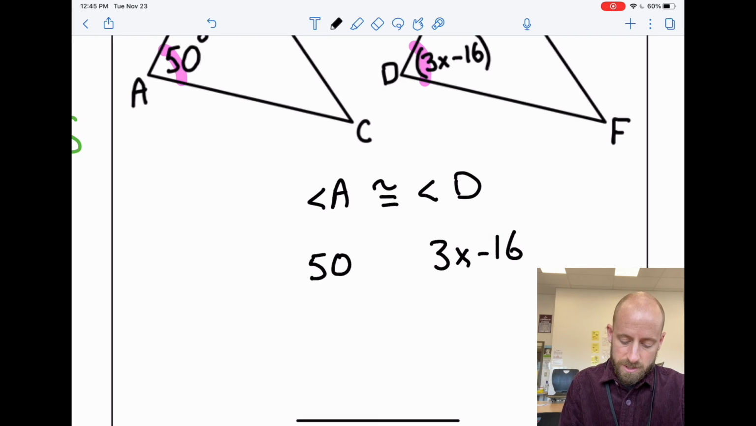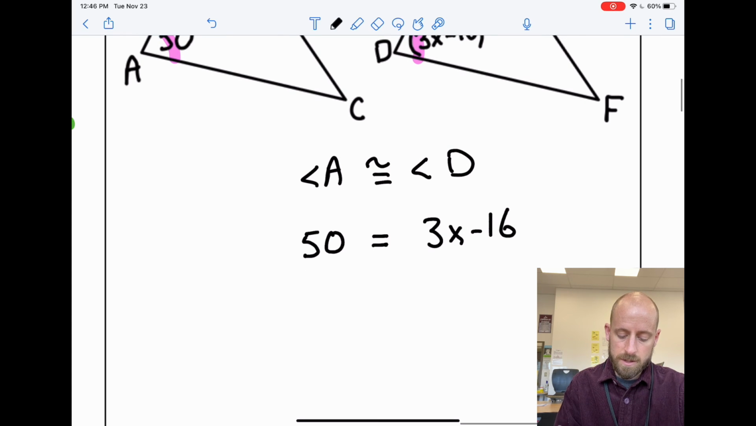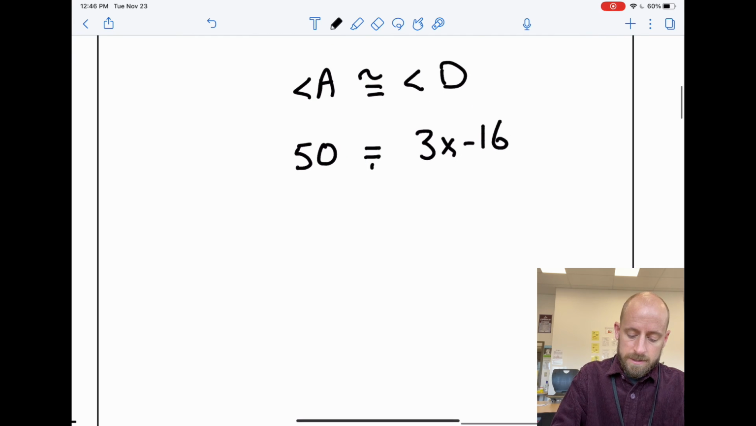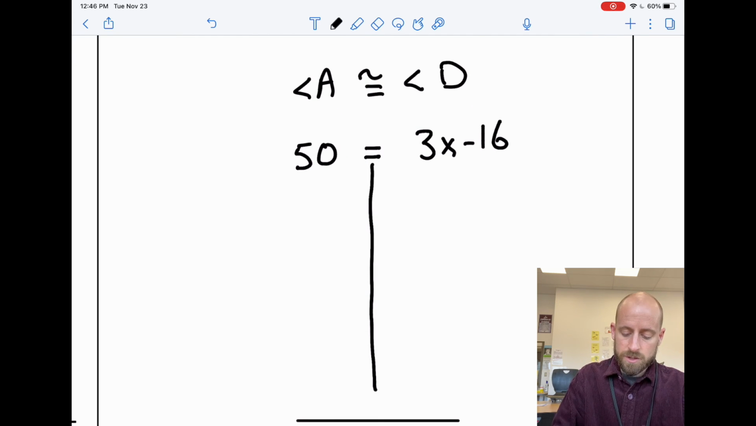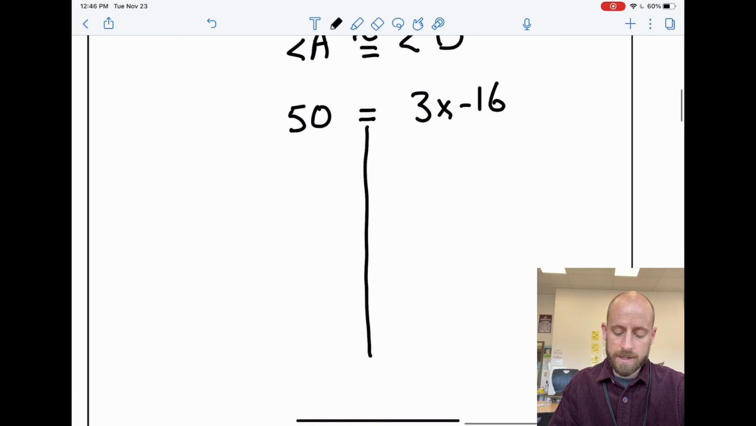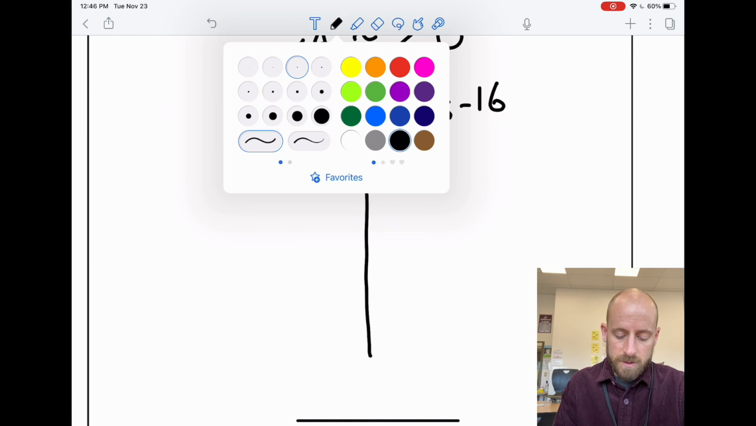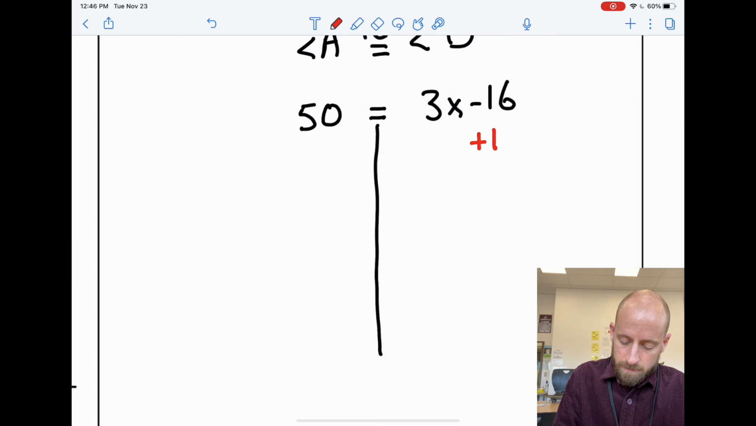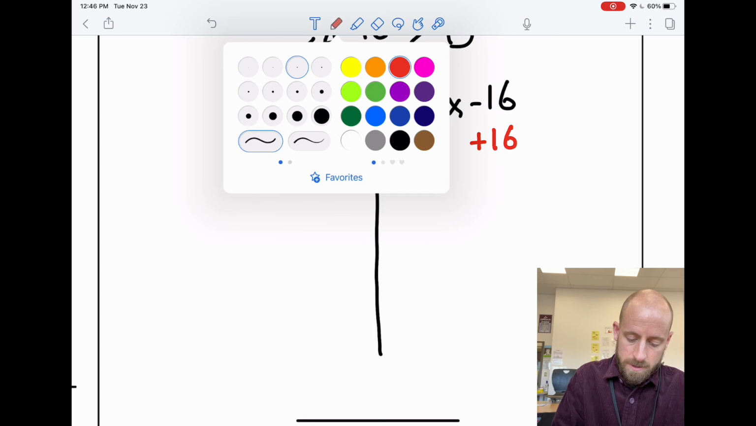Now, the only thing I'm going to change is I'm going to get rid of the congruence mark because I'm going to be solving this for x. So because I can write angle A is congruent to angle D, I know that 50 is going to equal 3x minus 16. And now all that's left to do is solve for x. So I'm going to draw this line down. This is just a strategy for solving for x. I'm going to try to get x by itself. So I'm going to add 16 to both sides, plus 16 to get rid of this minus 16.